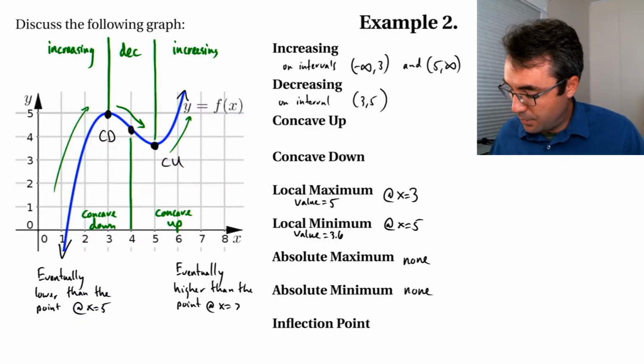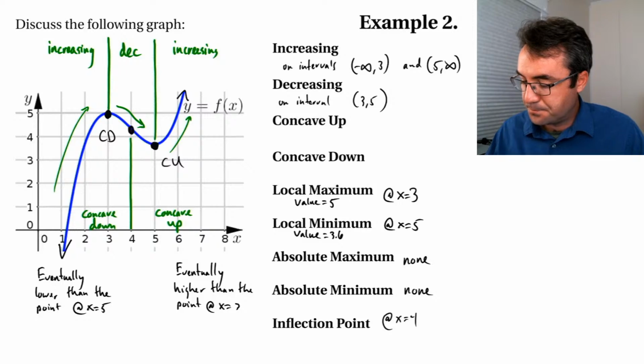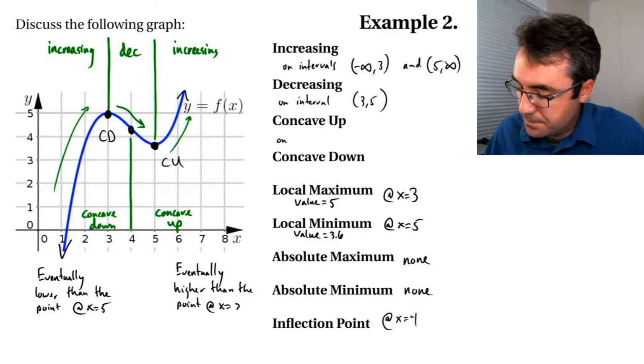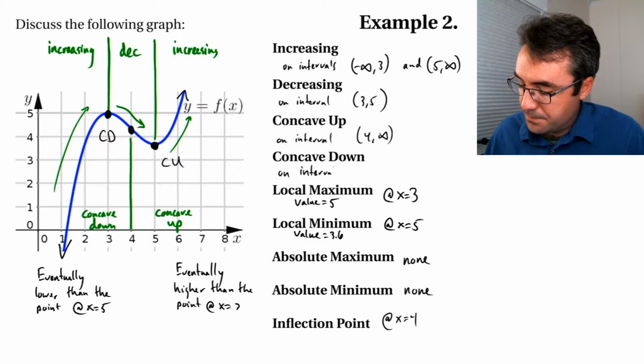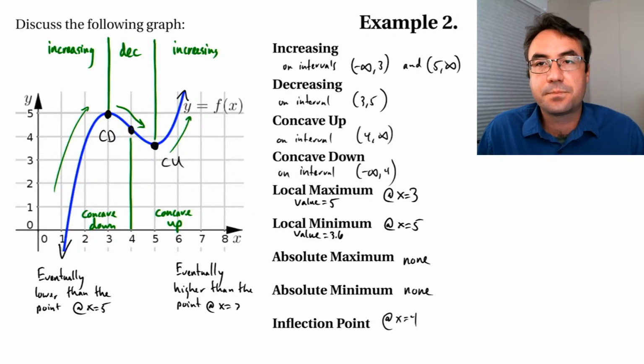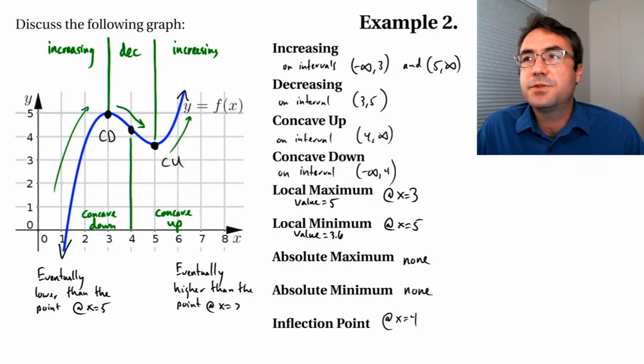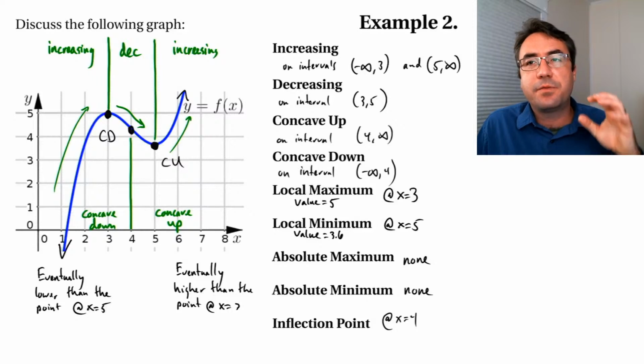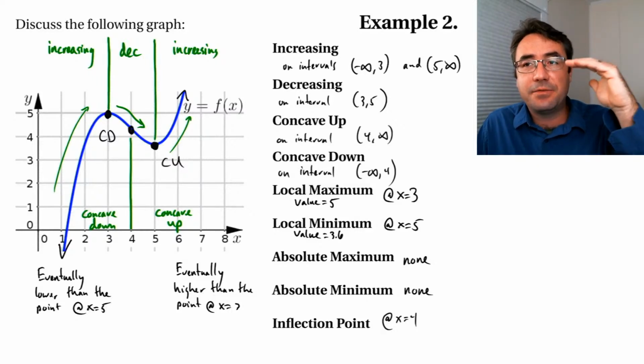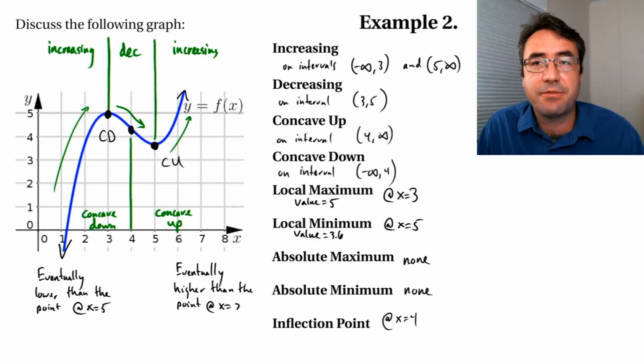So our inflection point occurs at x equals 4, and our concave up interval is from 4 to infinity, and our concave down interval is from minus infinity to 4. So all we've done so far is just looking at a graph, just being able to identify these different behaviors.